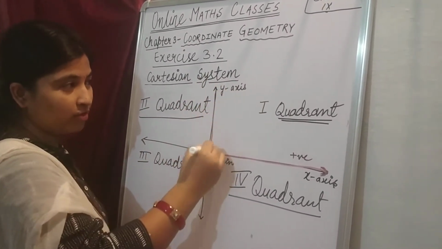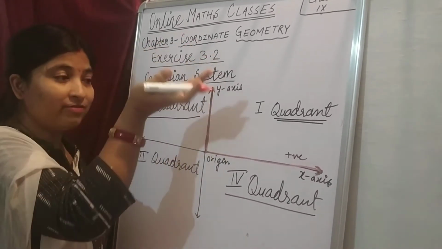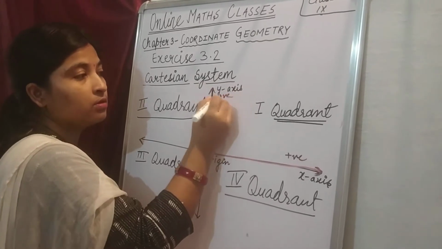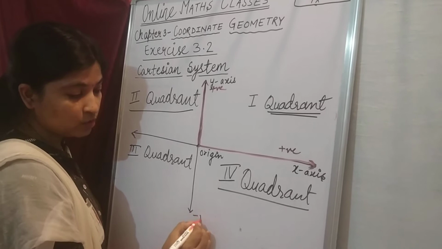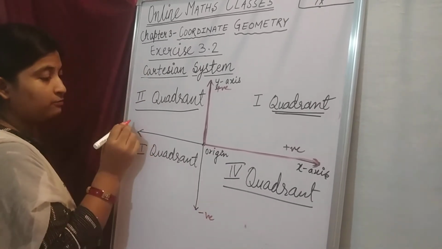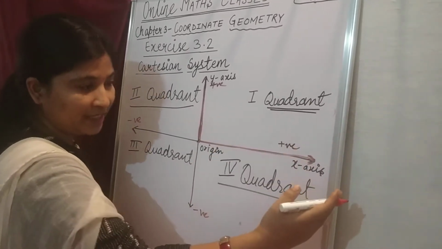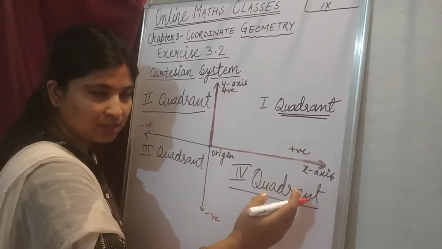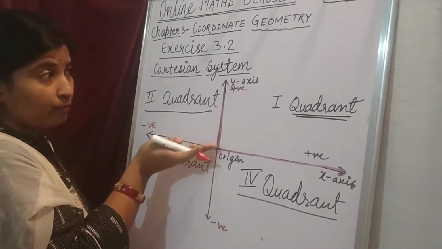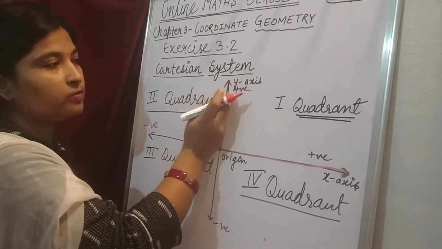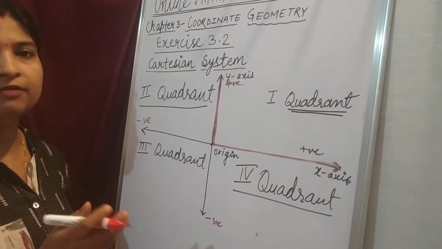Whereas if I am talking about the y-axis, the upside, upar wala part, will be known as positive y-axis, and the below part, downward part, is known as negative. So you have to keep it in mind that the right hand side of the x-axis will always be positive numbers. Left hand side of the x-axis will always be negative numbers. Upside of the y-axis will always be positive numbers. Downward of the y-axis will always be negative numbers.